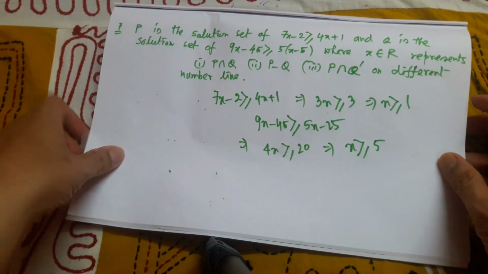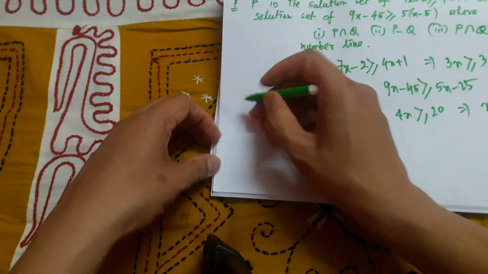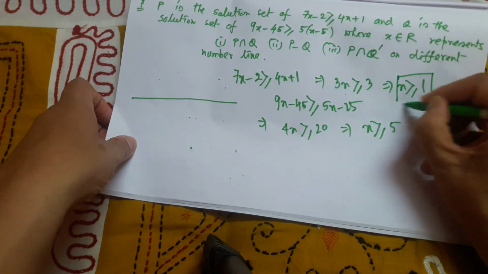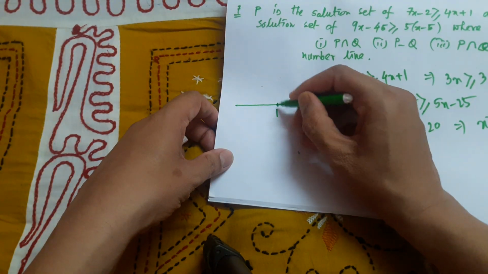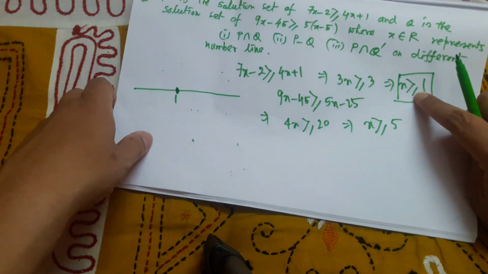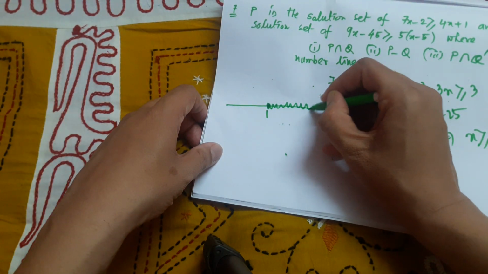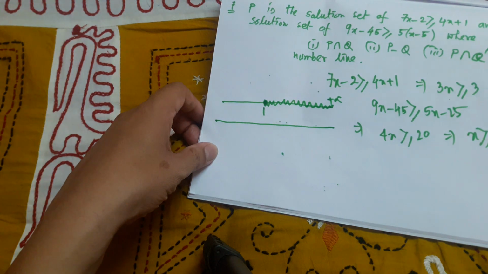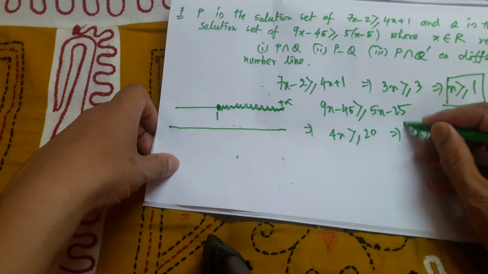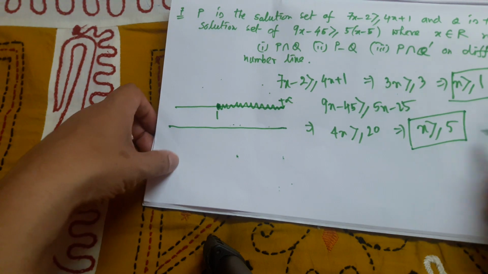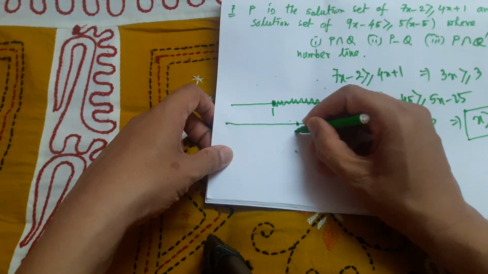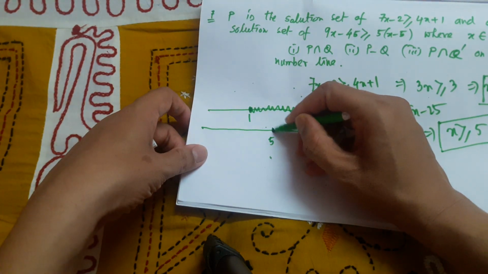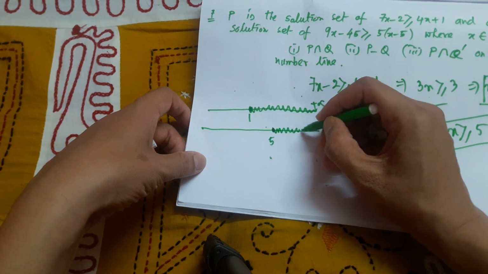So we have to plot both P and Q. P is x greater than or equal to 1. So here will be 1, closed circle, because equal sign is there, means 1 to plus infinite. And Q is x greater than or equal to 5. So 5 will be there, and also here equal sign is there. So closed circle, 5 closed to plus infinite.